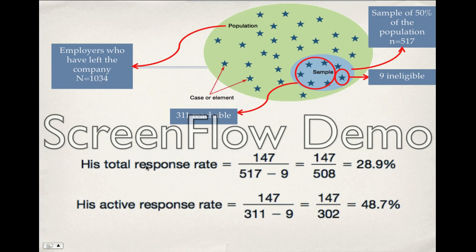So here is your total response rate: the 147 that you actually spoke to, divided by the 517, which were your sample group, minus the 9 that you couldn't consider as part of it for whatever reason. And then you have only a sample of 28% of the whole population that you actually wanted. But from this 517, only 311 were reachable. So from this, you actually got 48%, which is the number closer to what you actually wanted in the first place.